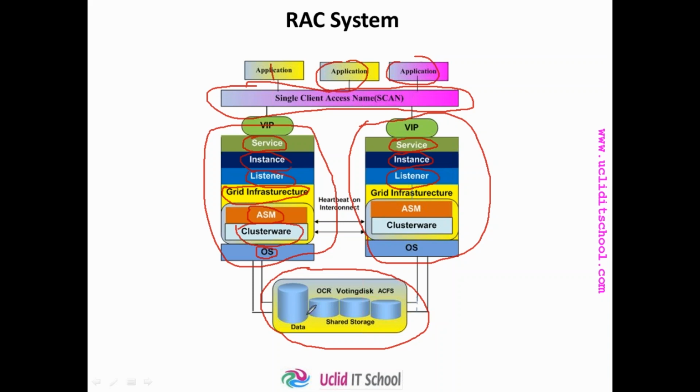Now on the shared storage, what is there? This is your database. When you create an Oracle database, you create it on the shared storage, not on the local storage. Then as I told you, Oracle Clusterware also creates some files like OCR and voting disk files. You can configure ACFS, which is an advanced feature. So Oracle database files and Clusterware files are created on the shared storage.